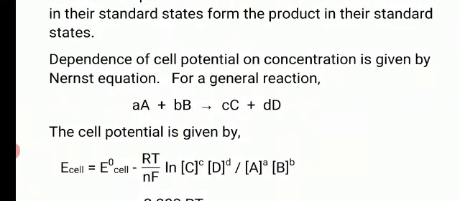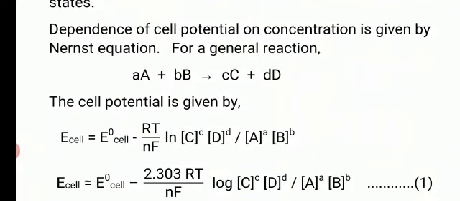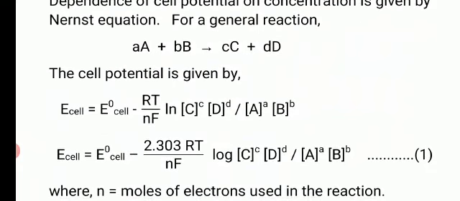This is the most important thing actually. So for a general reaction, here we can write the general reaction: a moles of A plus b moles of B gives c moles of C plus d moles of D. This is our general reaction, where small a, small b, small c, small d, what are they representing? Number of moles of A, B, C and D. Understood?